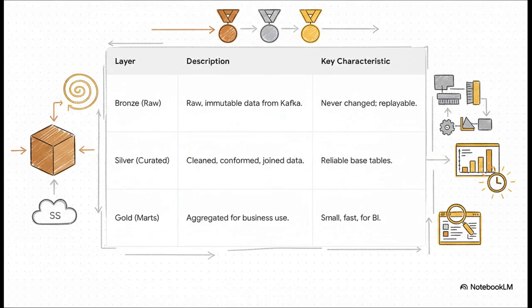The silver layer is where the magic starts. You clean the data, you deduplicate it, and you conform it into reliable, queryable base tables. And finally, the gold layer. This is your trophy case. It contains your highly aggregated data marts, purpose-built to power specific BI dashboards. They're small, fast, and totally business-ready.